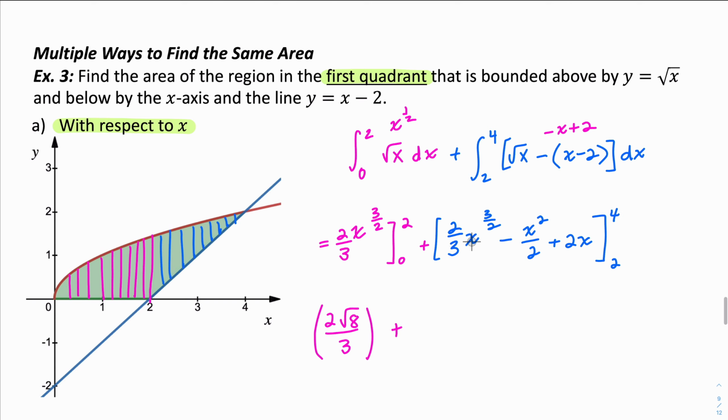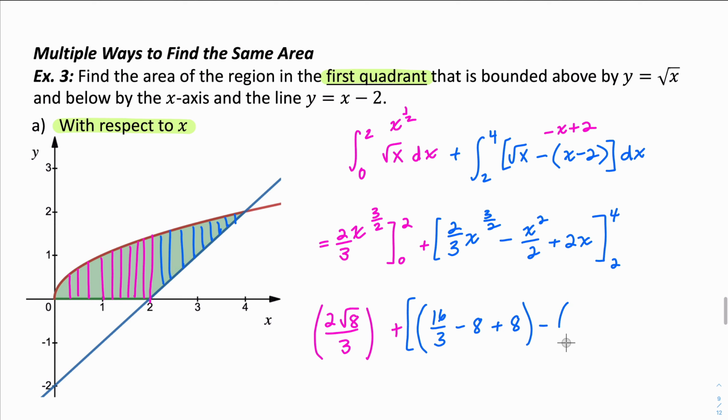So plugging in 4. 4 cubed is 64. Square root of 64 is 8. 8 times 2 is 16. So that's 16/3. 4 squared is 16 over 2. That's 8. So minus 8. And then plus 8.